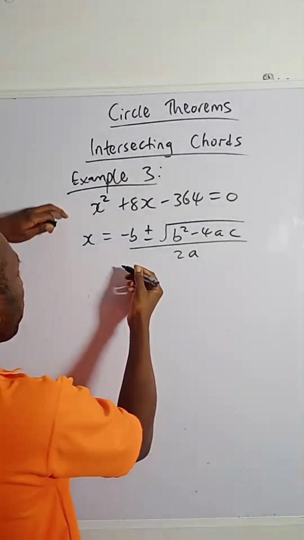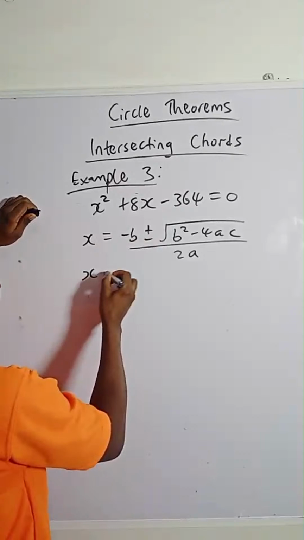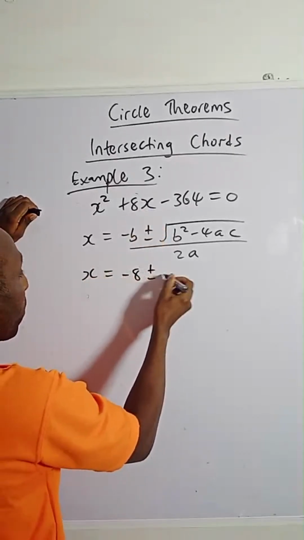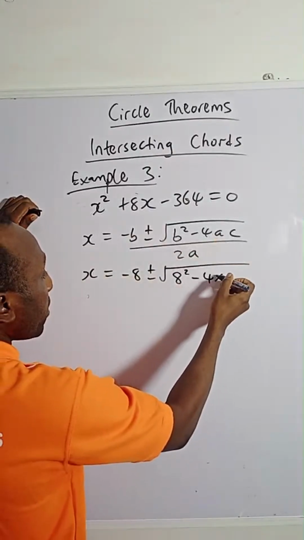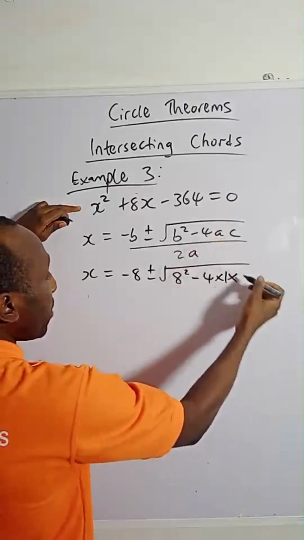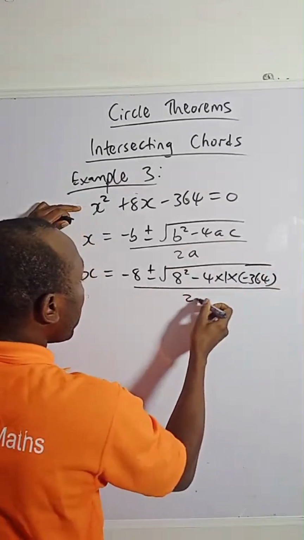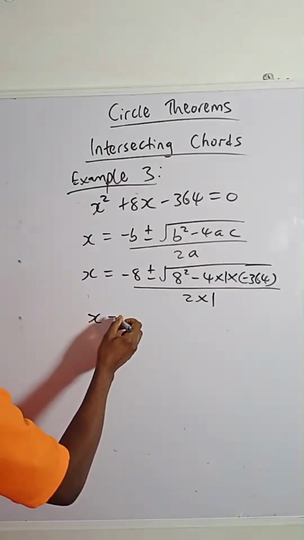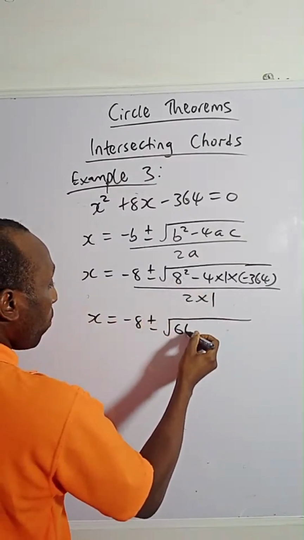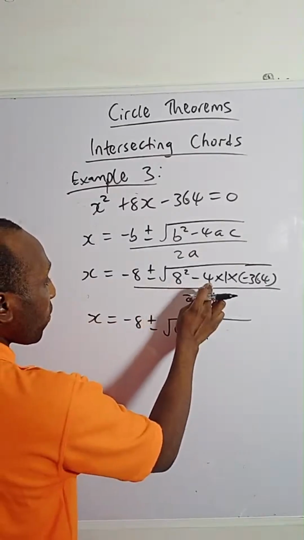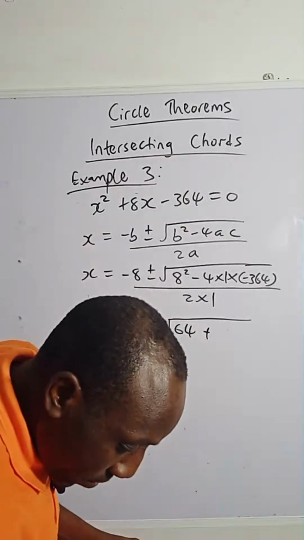So using this formula, a is 1, b is 8, so x is equal to minus b, which is 8, plus or minus the square root of 8 squared minus 4 times a, which is 1, c is negative 364, all divided by 2a, 2 times 1. So here x is equal to minus 8 plus or minus. I'm going to use my calculator here. This is 64 plus minus 4 times minus 364 is what? Who can help me with that?